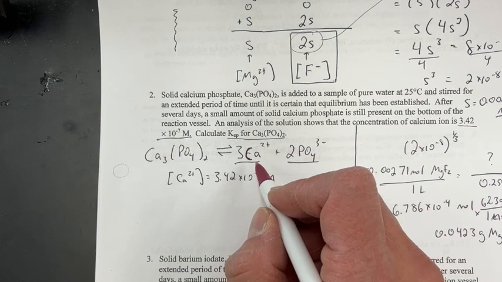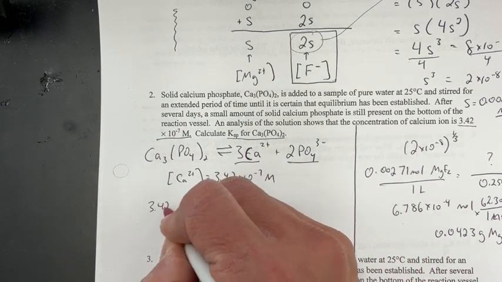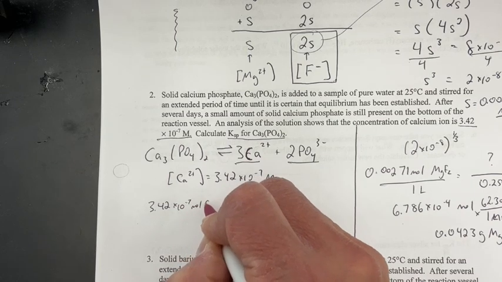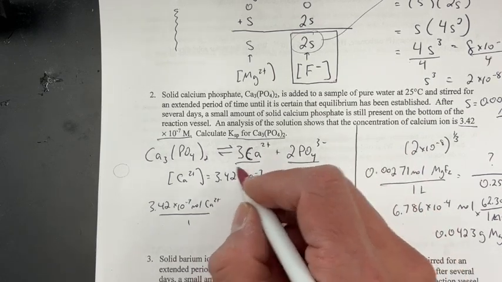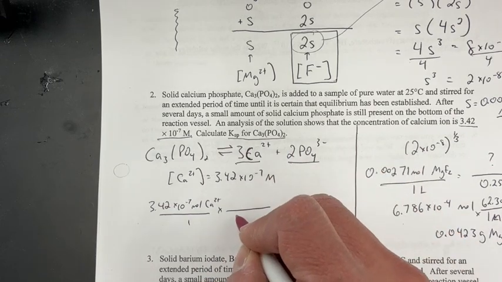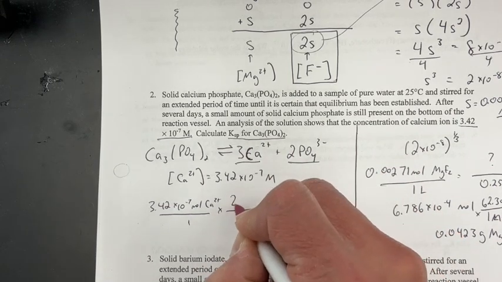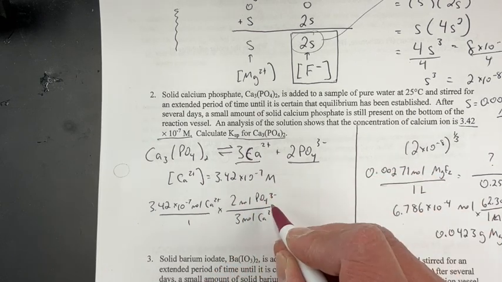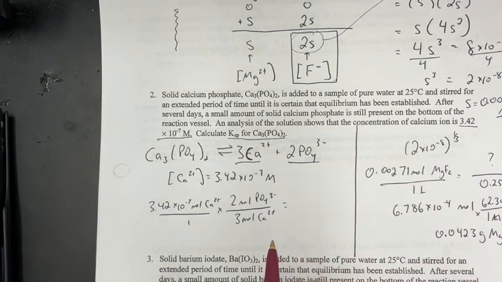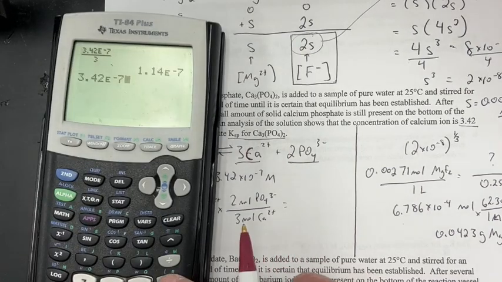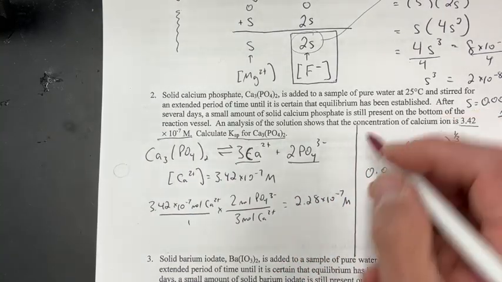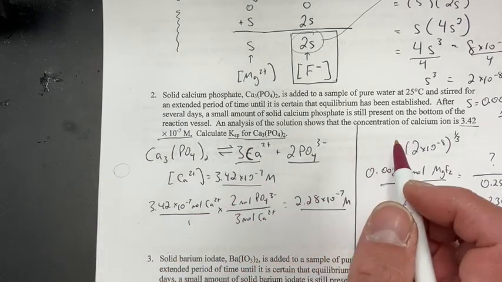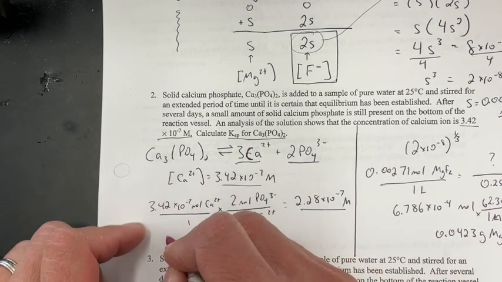If you know your stoichiometry, you can say 3.42 times 10 to the minus 7 moles of Ca2 plus per liter. Well, I'm just going to use molar. And I know that for every 3 moles of Ca2 plus, there's 2 moles of PO4. I go ahead and solve for that: 3.42 times 10 to the minus 7 times 2 divided by 3. That gives me 2.28 times 10 to the minus 7 molar. So if I know this number and this number, I can plug them into KSP.